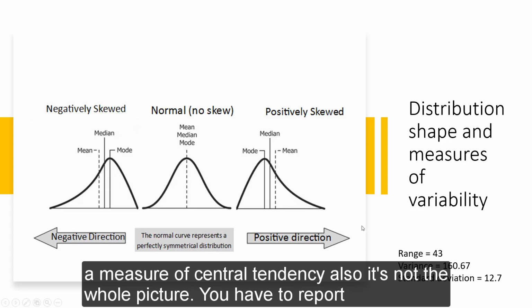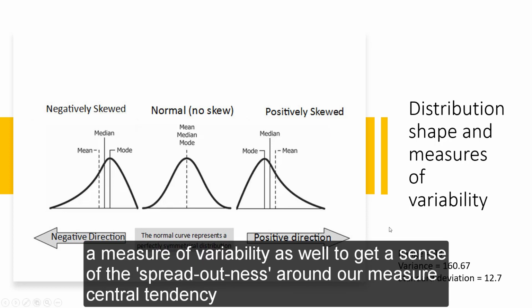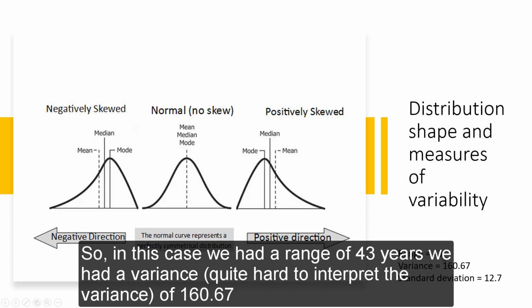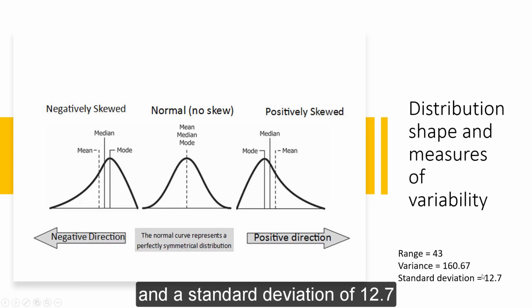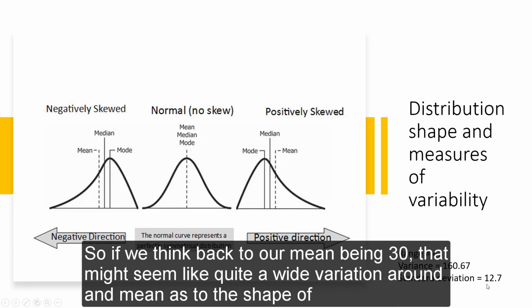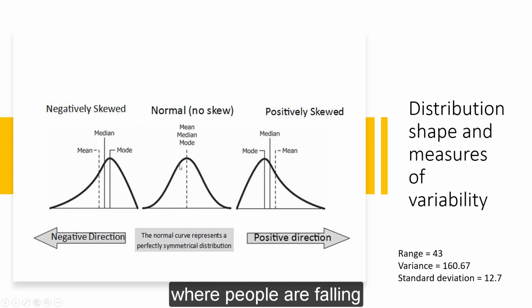And a measure of central tendency, it's not the whole picture. We have to report our measure of variability as well to get a sense of the spread around our measure of central tendency. So in this case we had a range of 43 years, we had a variance, it's quite hard to interpret, but a variance of 160.67 and a standard deviation of 12.7. So if we think back to our mean being 30, that might seem like quite a wide variation around the mean.